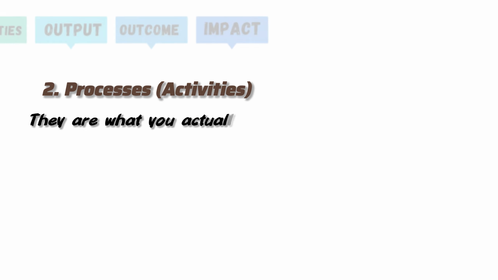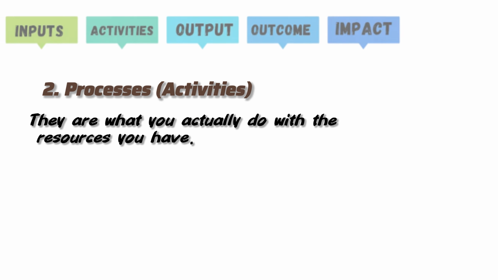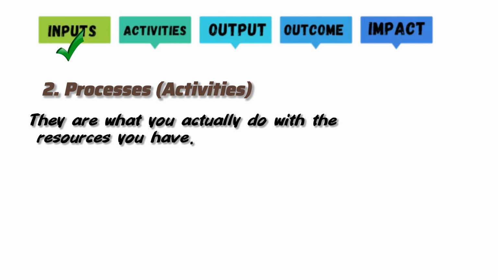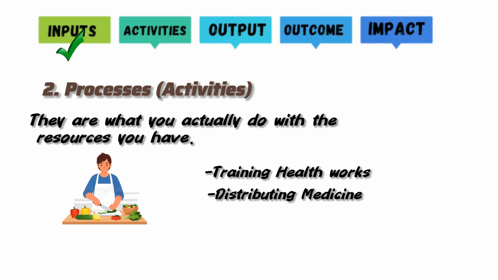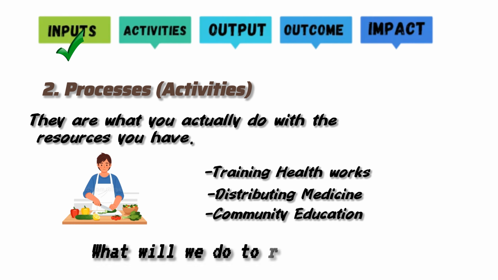So the second part is processes or activities. So processes are what you do with your inputs. So these are your project activities. So using our cooking example, the process is actually cooking, cutting the vegetables, adding ingredients, waiting for it to be ready. So in a health project, your activities might be training health workers, distributing medicine, running community health education sessions, or conducting home visits. So the question to ask here is what we will do to reach our goal.